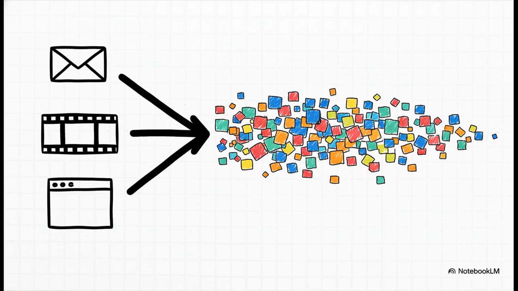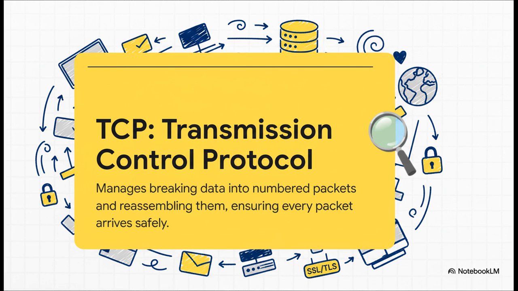But wait, if everything's in tiny pieces, how on earth does the internet keep track of them all and put them back together? That is the job of a protocol called TCP, the Transmission Control Protocol. And the best analogy for TCP is that it's like the post office's certified mail service. It takes your big chunk of data, chops it up into packets, and slaps a number on each one. Then, on the other end, it makes sure all the numbered packets arrived and puts them back together in the right order. And get this, if a packet goes missing along the way, TCP notices and says, hey, send that one again. It's all about making sure nothing gets lost.